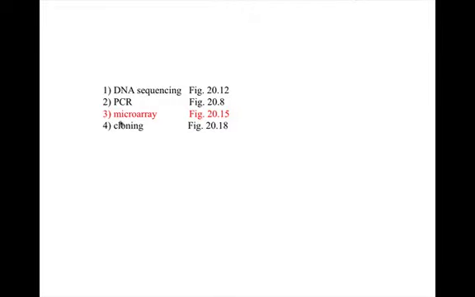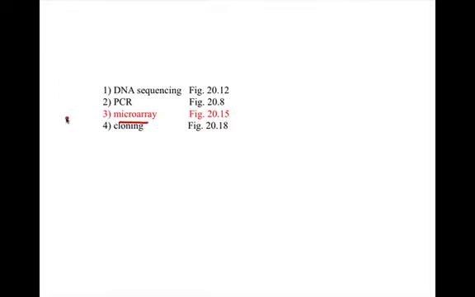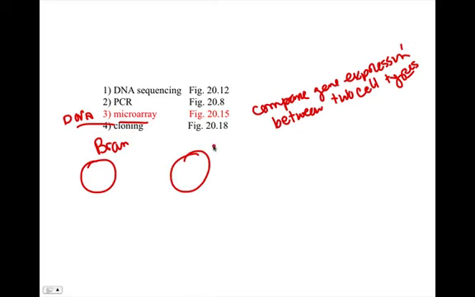The next figure we'll talk about covers this method that's called microarray, or sometimes scientists call it DNA microarray. The purpose of DNA microarray is to compare gene expression between two cell types. And just to get us started on that, we could take a cell from the brain and a cell from the pancreas.